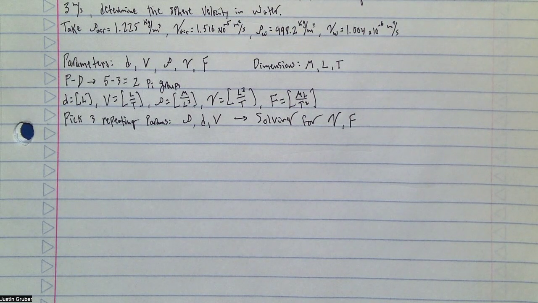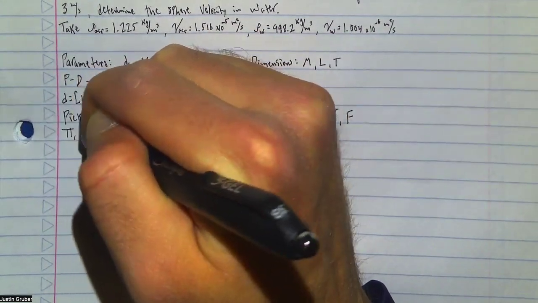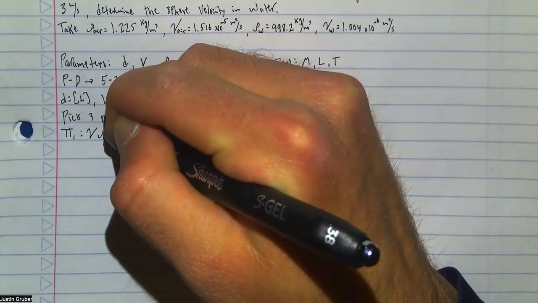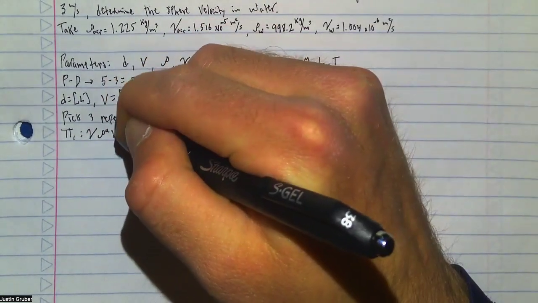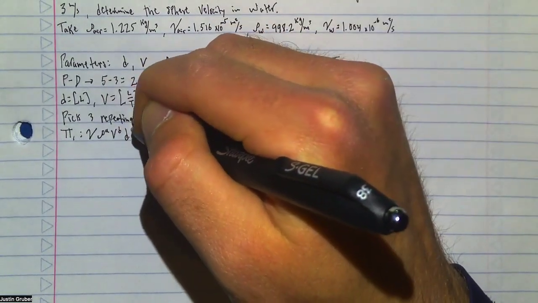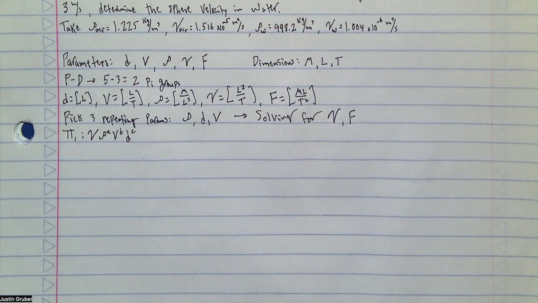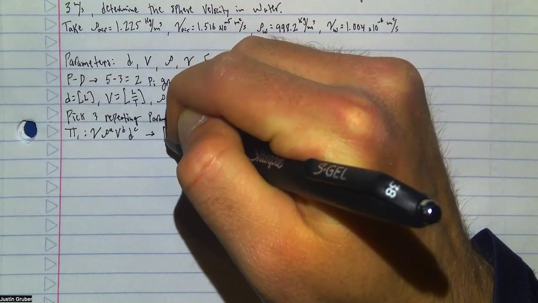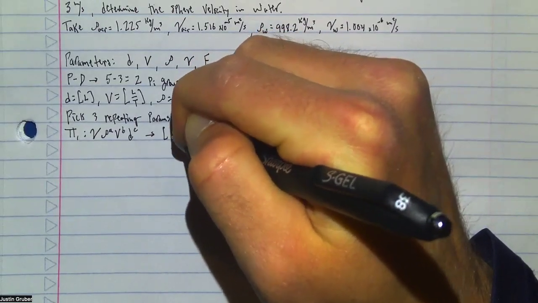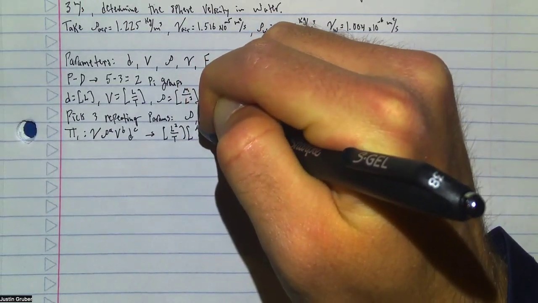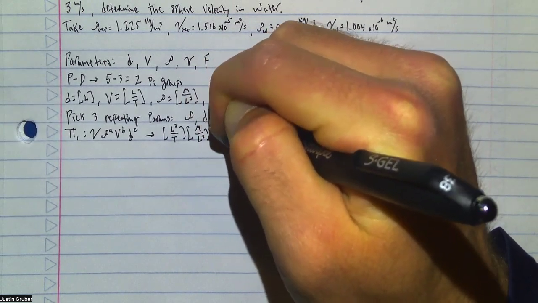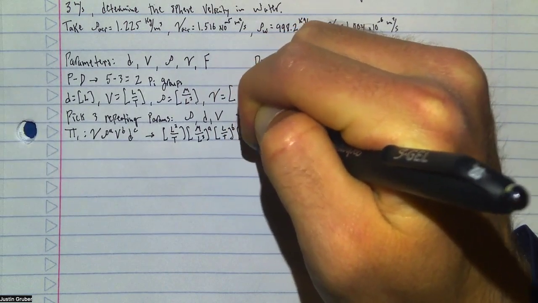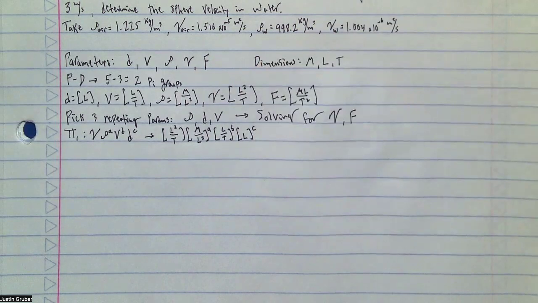All right. So pi 1 will correspond to kinematic viscosity. So we take nu times rho to the A, V to the B, and D to the C, right? And we want to get these dimensions to all cancel each other out. So we want to take L squared over T times M over L cubed to the A, L over T to the B, and then just an L to the C, right?